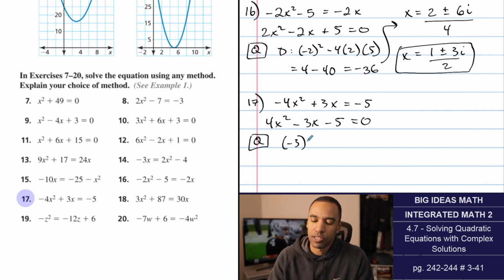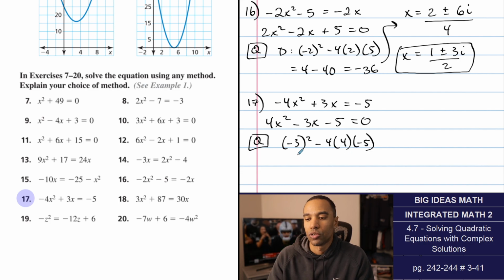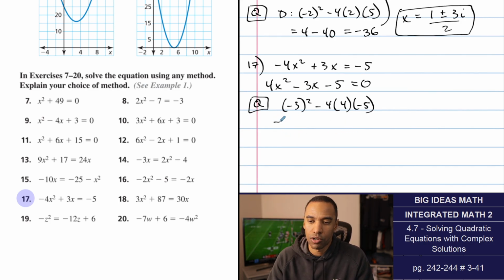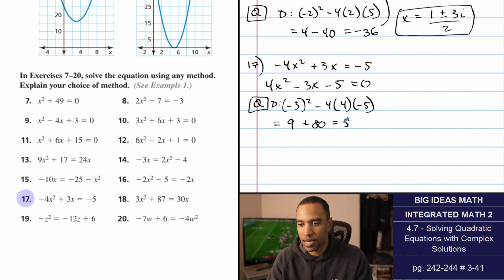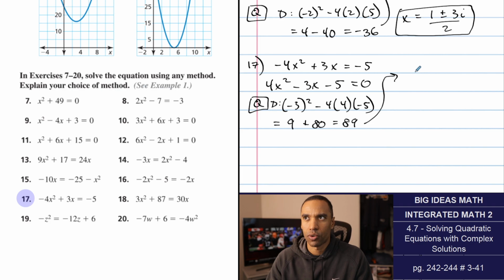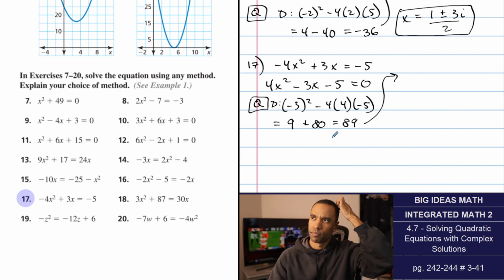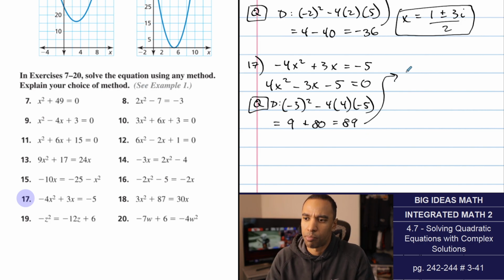We're going to do b squared minus 4ac. Looks like real solutions though. That'll be 9. Oh, this is the discriminant, by the way. This is 9 plus 80, which is 89. Perfect. Non-perfect square means non-factorable. This will give me 89, which is also a prime number to my knowledge.